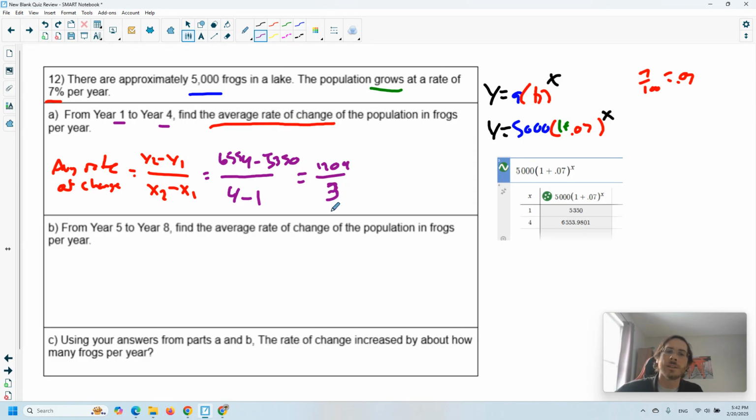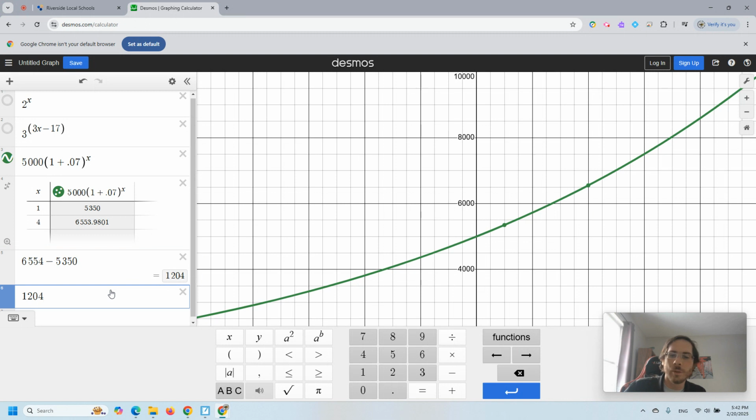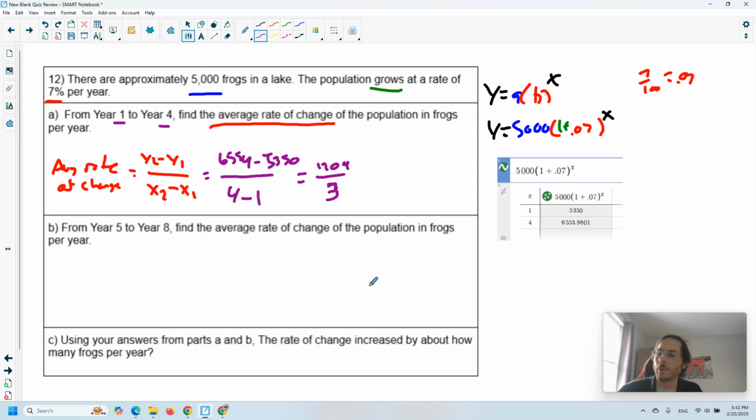All right, now I got to divide these, and I see right away it's not going to divide nicely. I'm going to get 401 in a decimal, but let's just throw it into double check. So 1204 divided by 3, we get 401.3 repeating. So that's about 401 frogs. Again, as long as we're somewhat close, it's okay to be off by maybe 1 or 2 frogs, just with rounding errors. Again, we have 5,000 frogs. We might not miss one. So we get 401 frogs is our average rate of change. That means we're gaining 401 frogs per year. So this is measured in frogs per year.